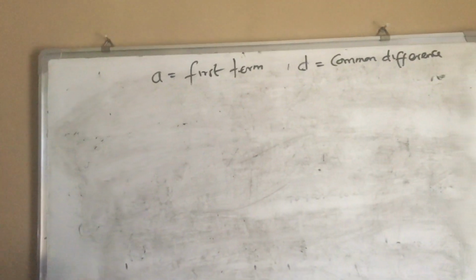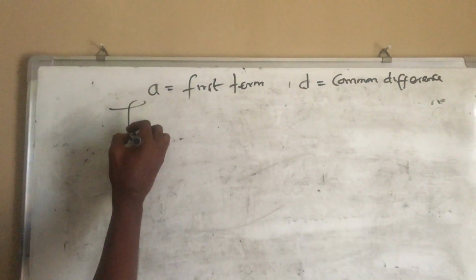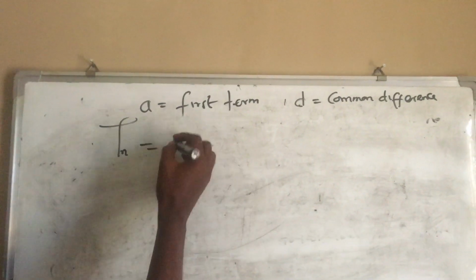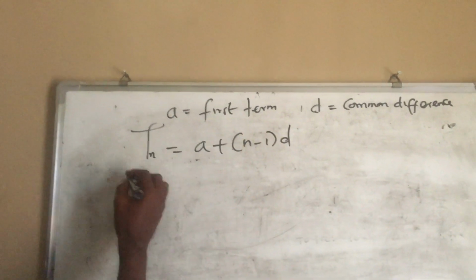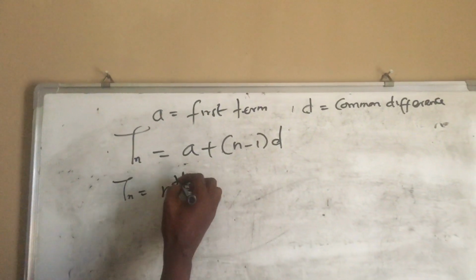So that means the nth term, which we call Tn of our AP, is given by a plus (n minus 1)d. Tn is called the nth term.